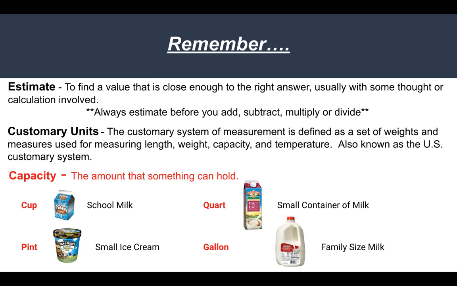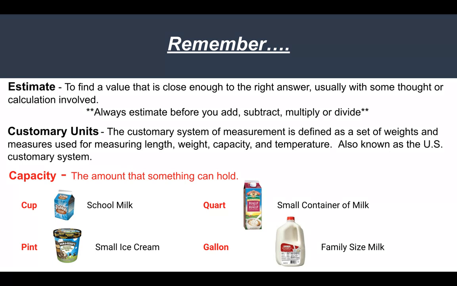Now remember, estimate. It's to find the value that is close enough to the right answer, usually with some thought or calculation. We always want to estimate before we add, subtract, multiply, or divide. Customary units. The customary system of measurement is defined as a set of weights and measures used for measuring length, weight, capacity, and temperature, also known as the U.S. customary system.